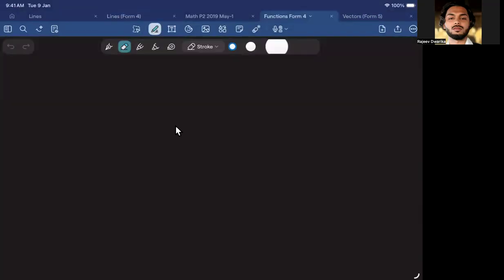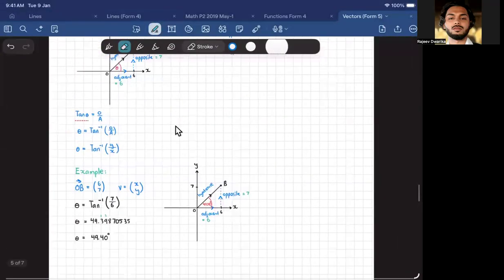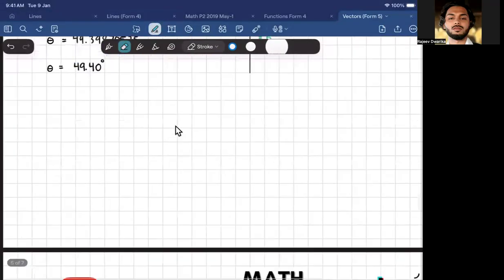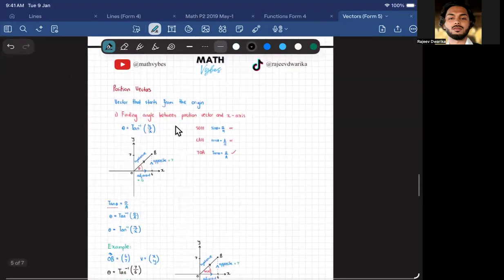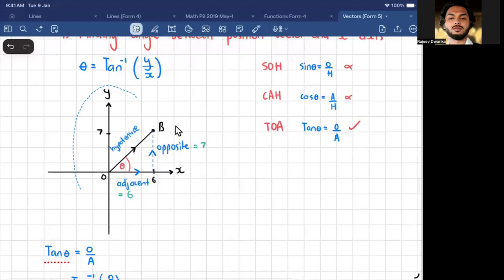Before I move on, there's one case I need to show you all. I'll do one more example very quickly, and then move on. So example 2. Let's observe what happens when we have a vector that is not in the first quadrant.